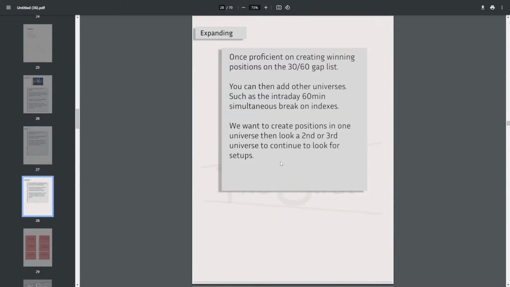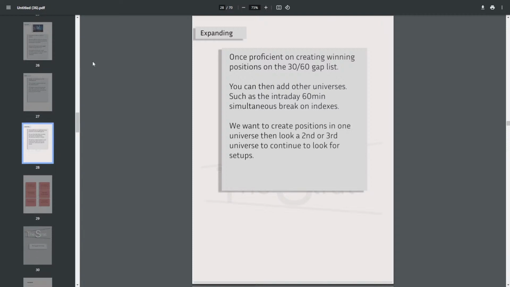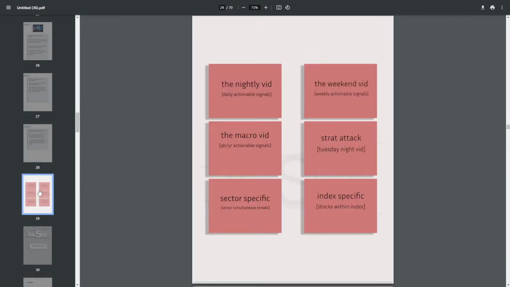So once you are proficient at creating winning positions on the gap list, you can then add the other universes, such as an intraday 60-minute simultaneous break on indexes. So we can create positions in one and then look at a second or third to continue to look for new setups and new positions. And this is just a small intro. We're going to expand on that.